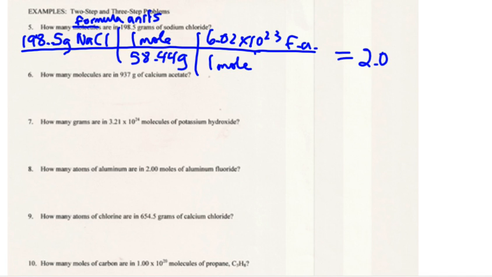It's 2.045 times 10 to the what? 24 formula units of NaCl. Why did I do 4 sig figs? Because there's 4 sig figs in my given. Okay.